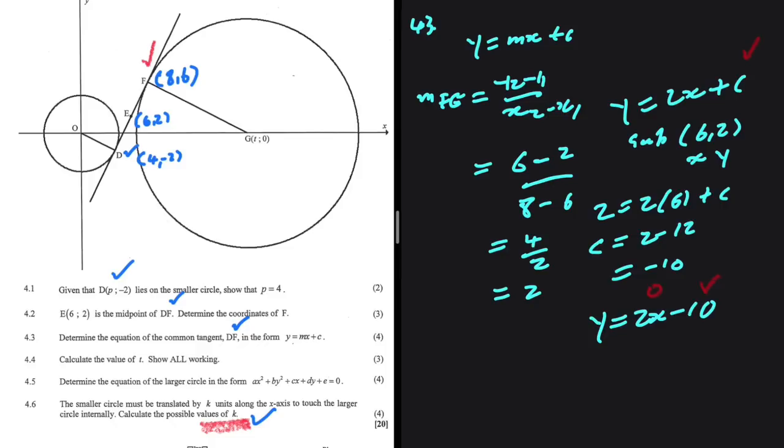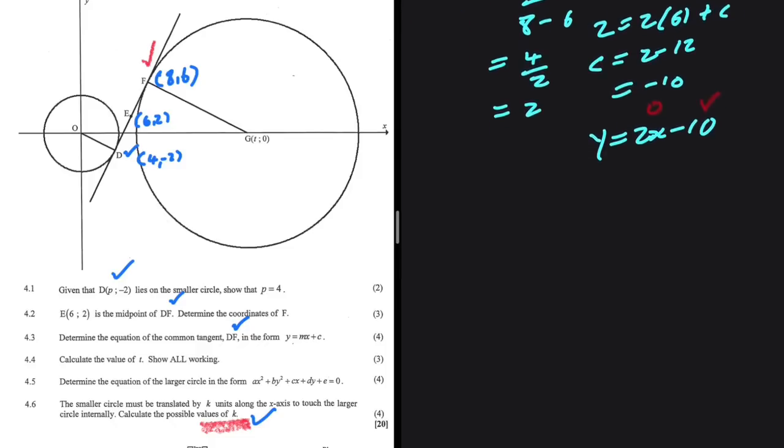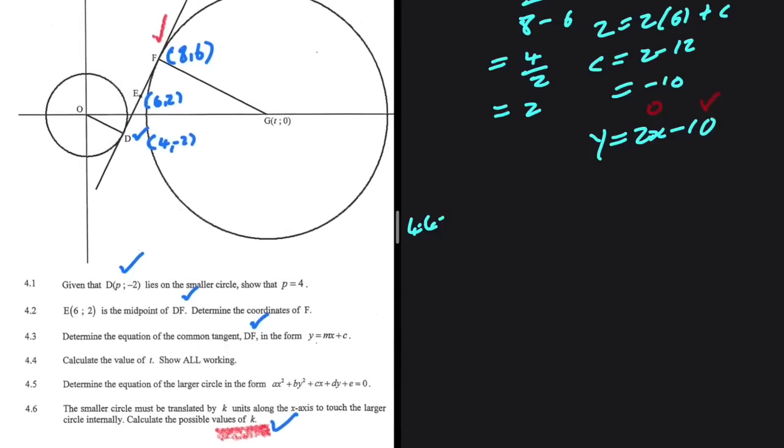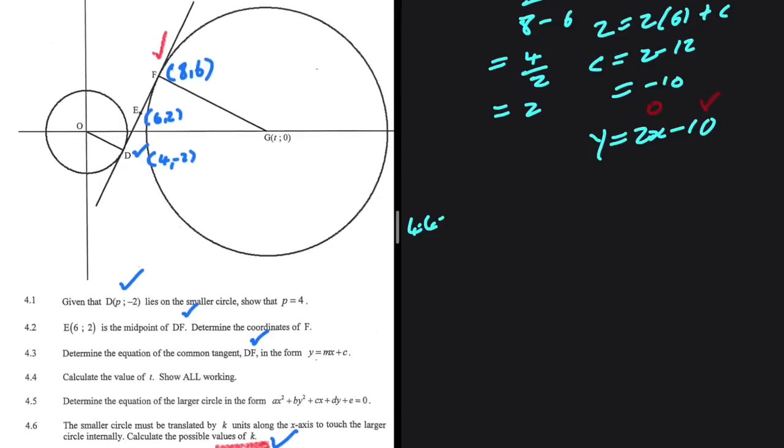Okay, that is 4.3. Let's do 4.1. Let's hear the stories. Not 4.1, but 4.4. What am I saying? So in 4.4, we want to calculate the value of t and show all working. Okay, the value of t.